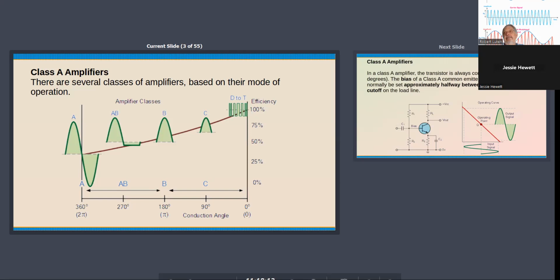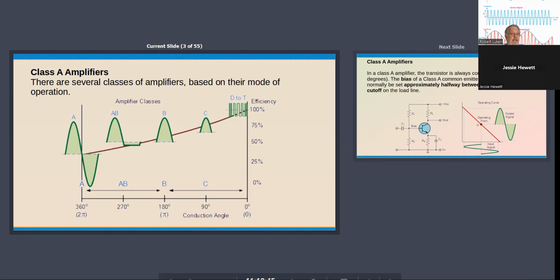So a Class A is the most linear of the amplifiers. It's also the least efficient because the transistors are always on. They're in some state of that waveform, with the least amount of distortion. The least amount of distortion, the most linear. Not necessarily perfectly linear, but it's the most linear, because the devices themselves have some nonlinearities.